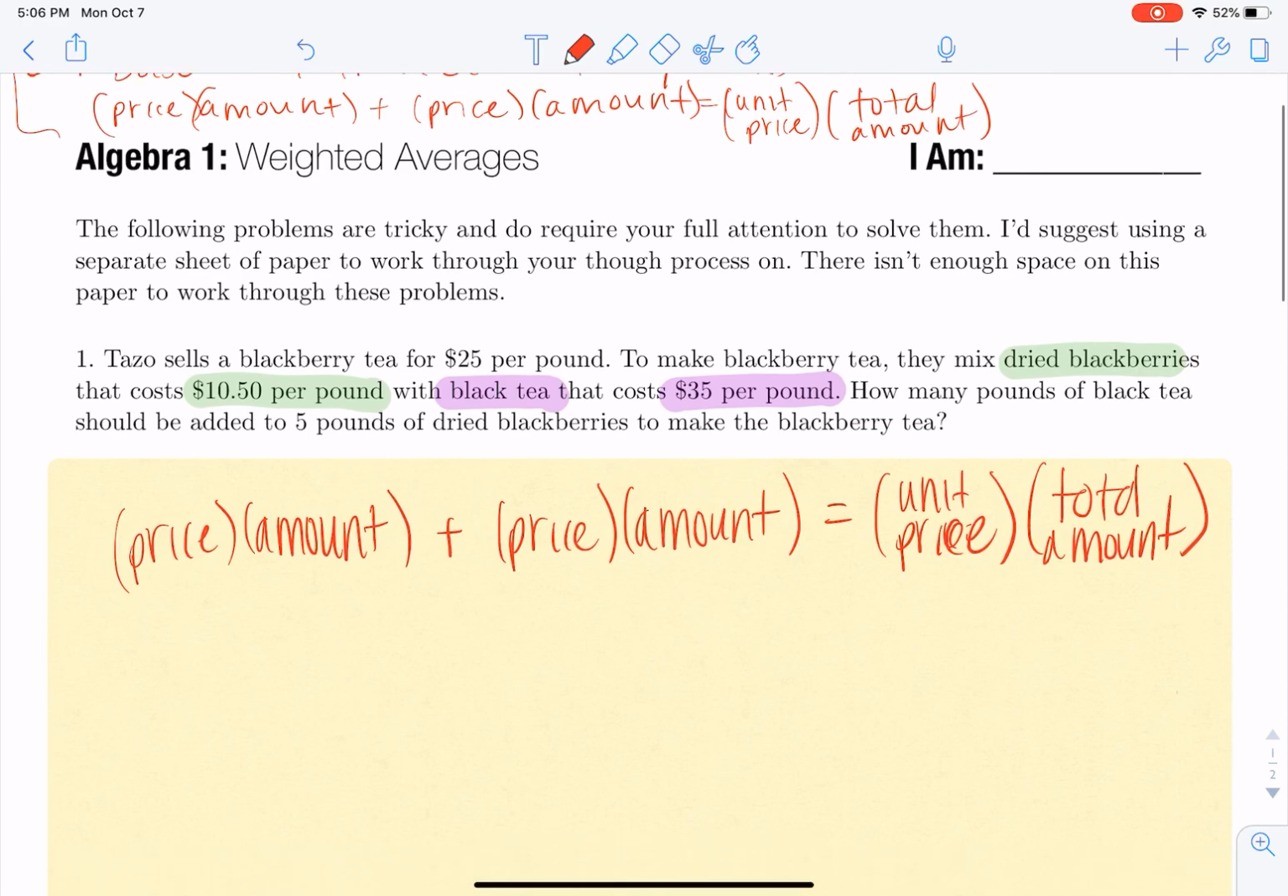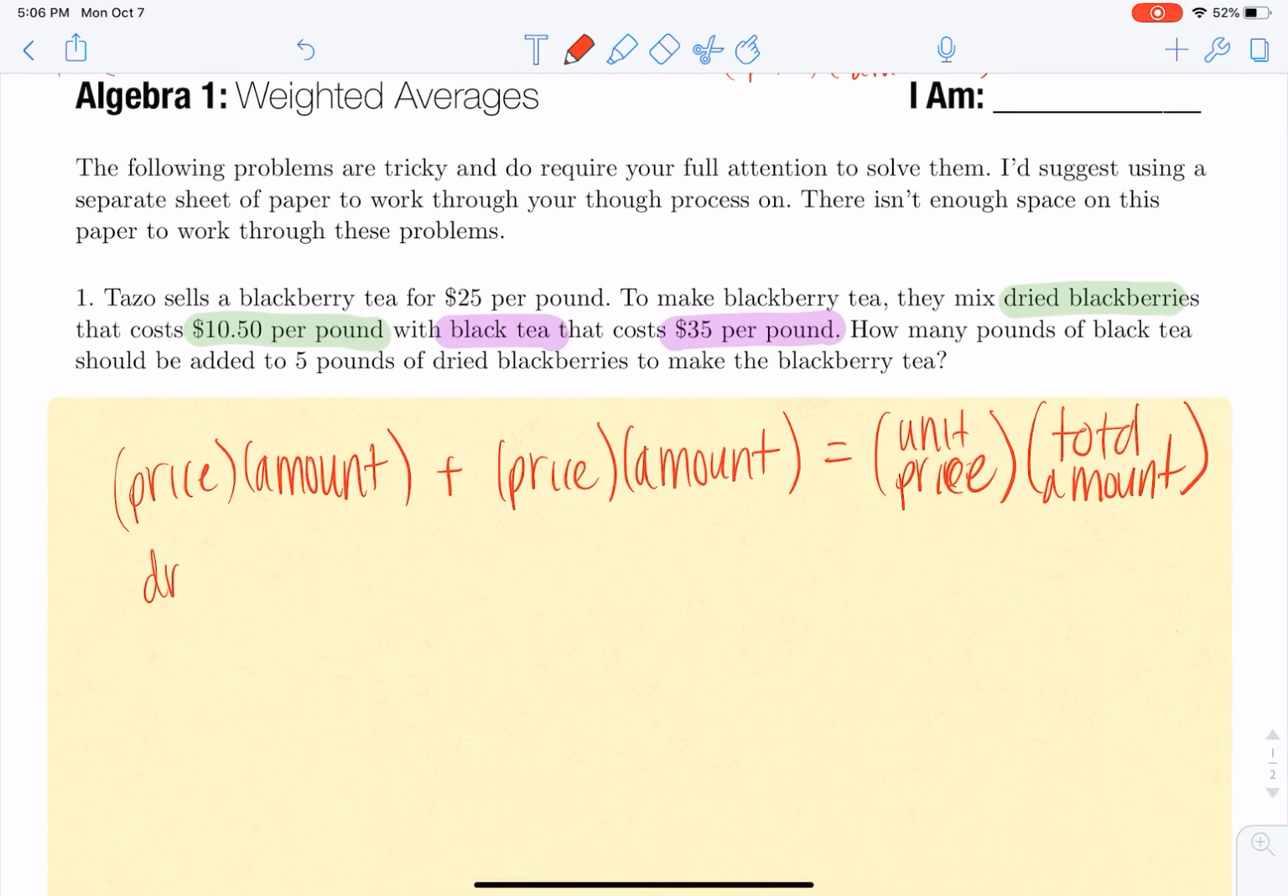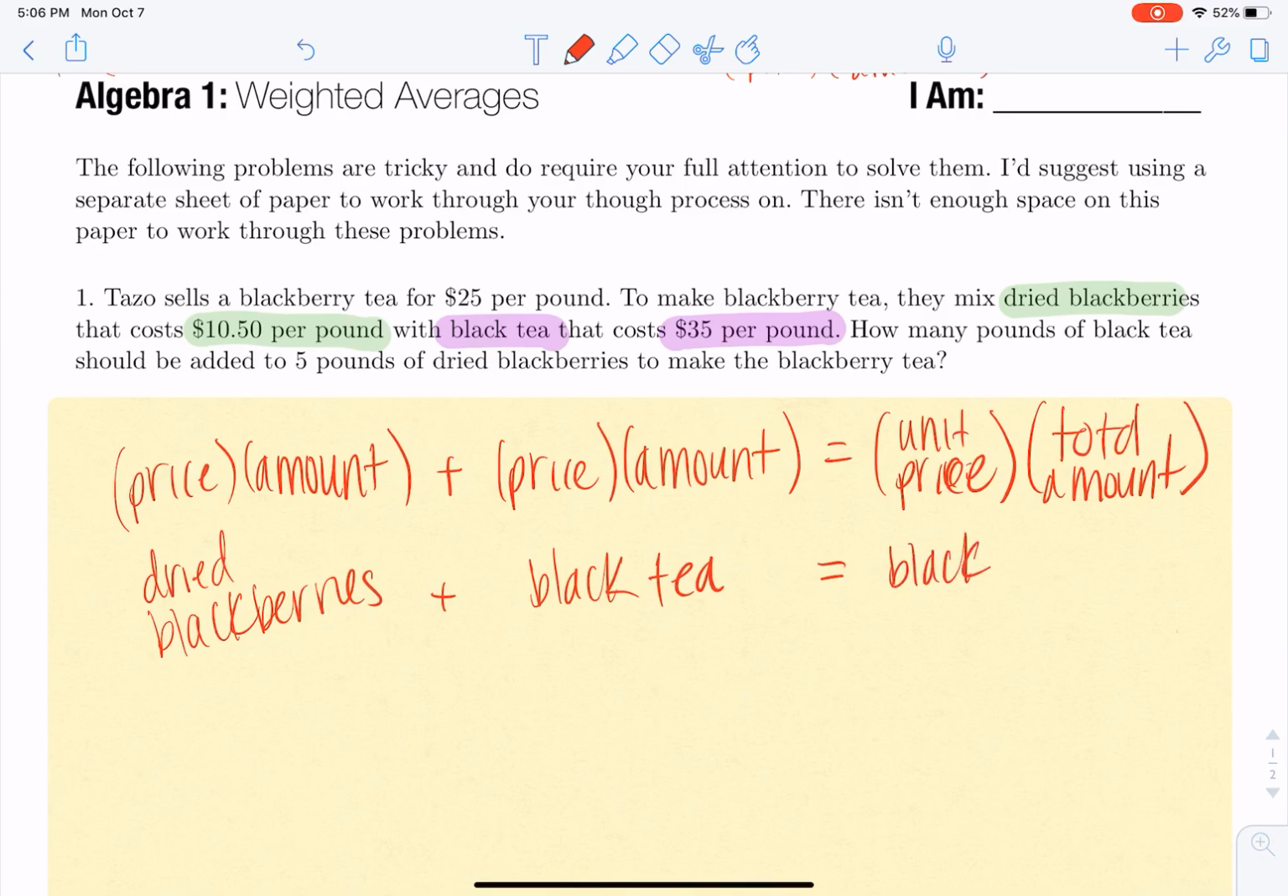So it looks like the pieces that we're talking about here are dried blackberries plus our black tea, and this will be sort of our mixture for our blackberry tea.